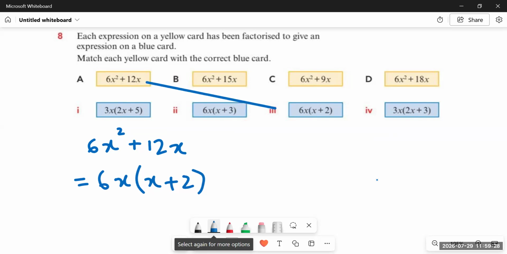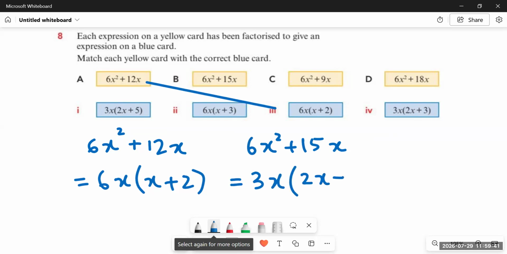Okay, next we have 6x squared plus 15. So between 6x squared and 15, what do we have in common? That's 3. 3 2s are 6, 3 5s are 15. And x squared and x, it's x. So we are left with 2x plus 5. So let's match part B with number 1.